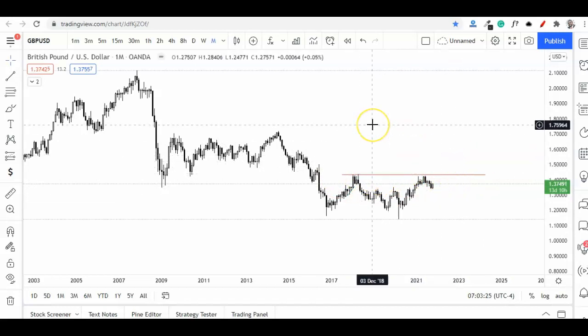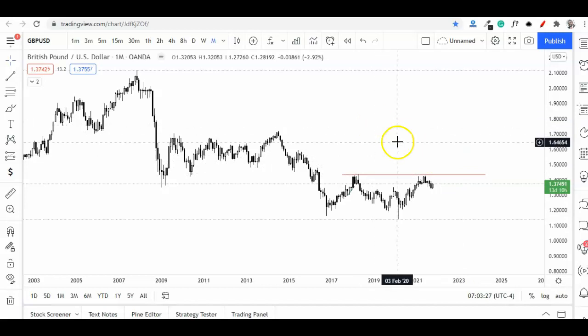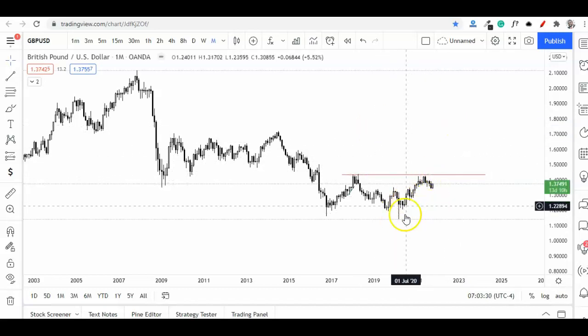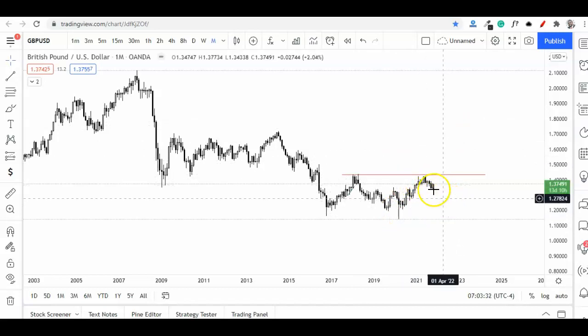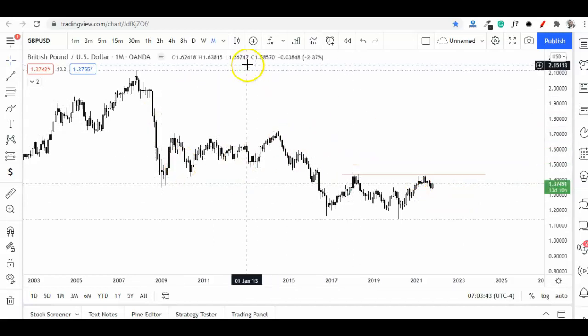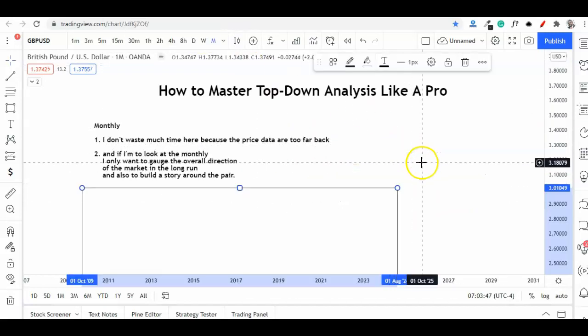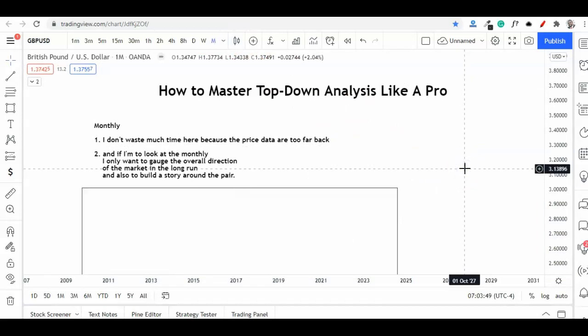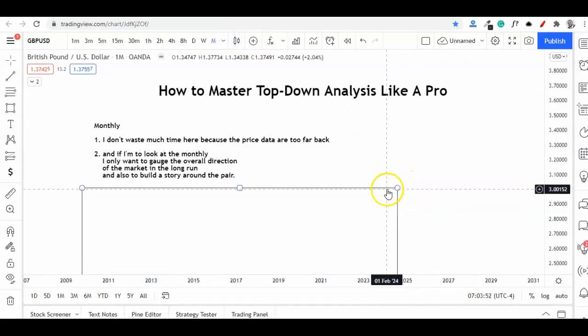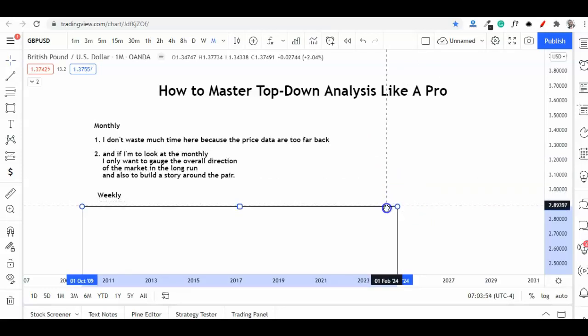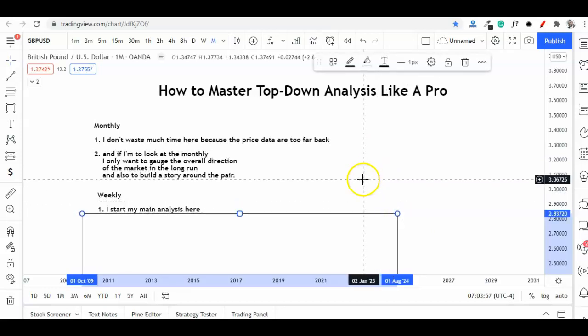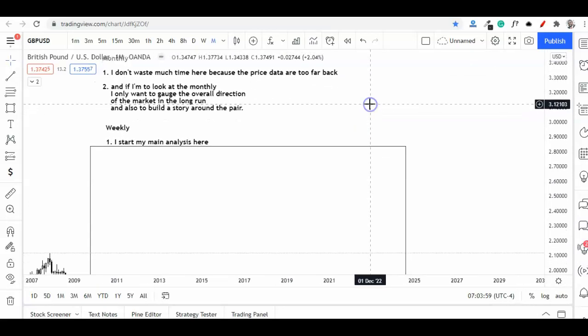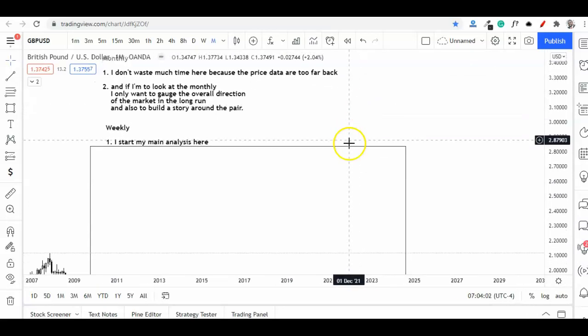That's what I just look at the monthly for. Before this structure is broken, I will be bearish. I will be looking for weakness in the pound, to try to short the market down. That is looking at only the monthly. Once I do that, I know that overall the pound is bearish. Then from there I'll look at the weekly. Weekly is where I start my major analysis.